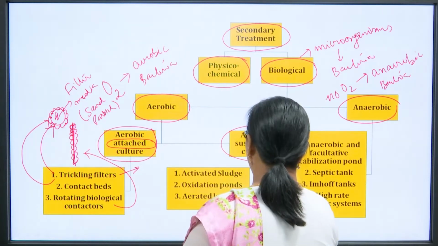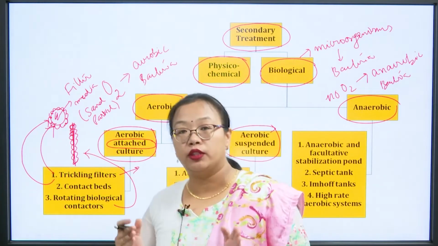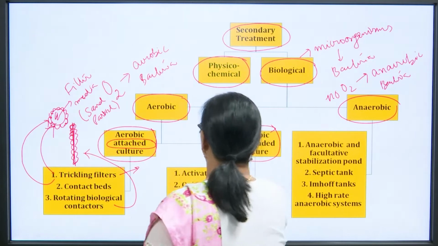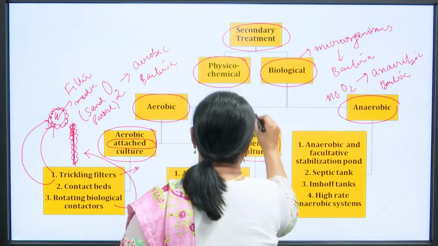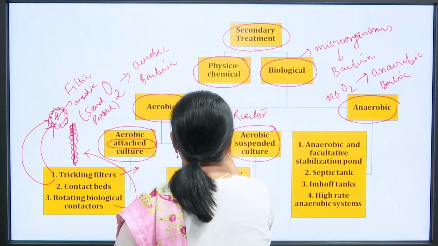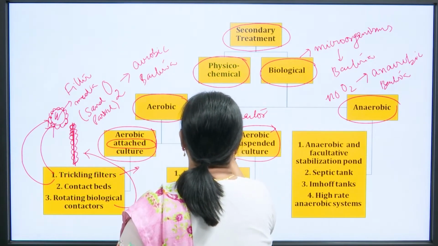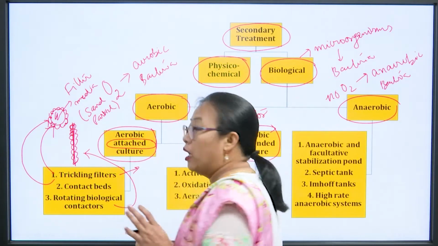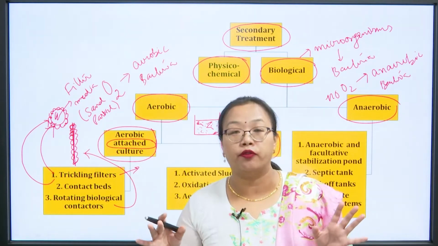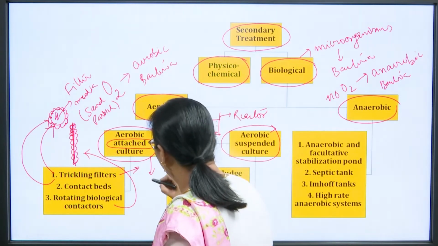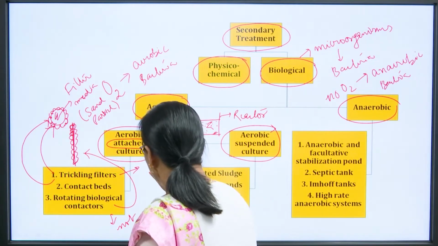When we talk about aerobic suspended culture, those bacteria will be suspended in the solution, right. In this case we will have a reactor of any size or shape whatever you want, and the bacteria and the sewage or wastewater sample will be mixed together. You do not have any type of surface here where the bacteria will stick, they are free flowing.